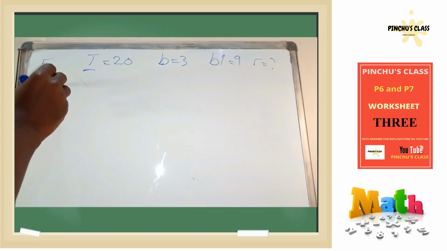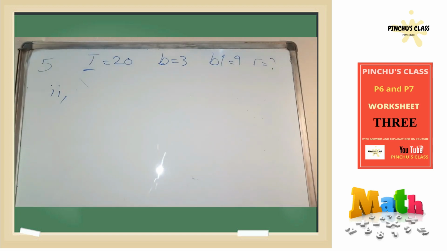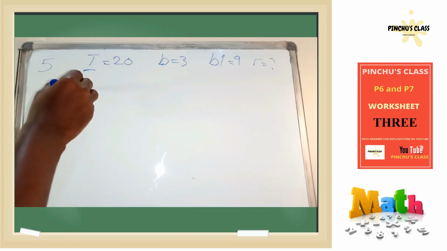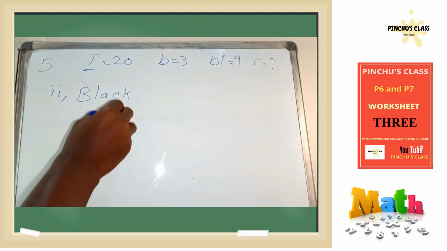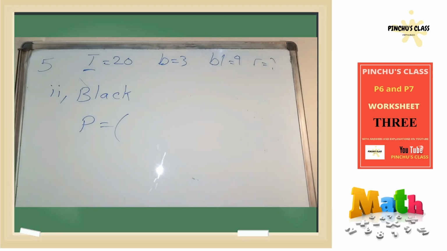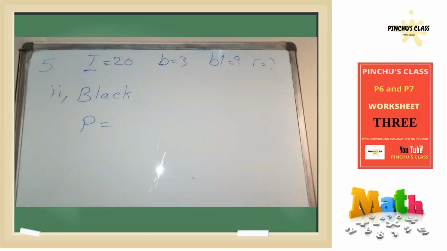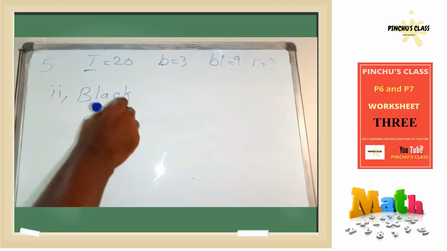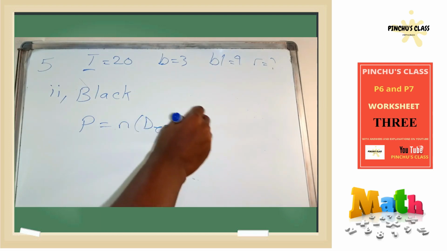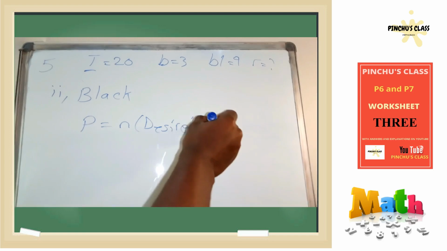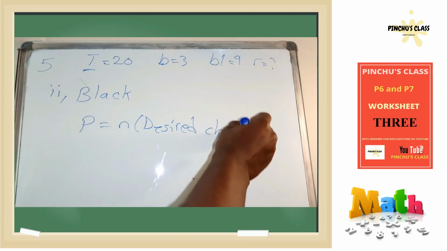Then Roman numeral 2, we have the black. For black, still we're going to use probability is equal to the same thing, number of desired outcomes. Now this is the same as what I wrote, but here I've just changed the method.